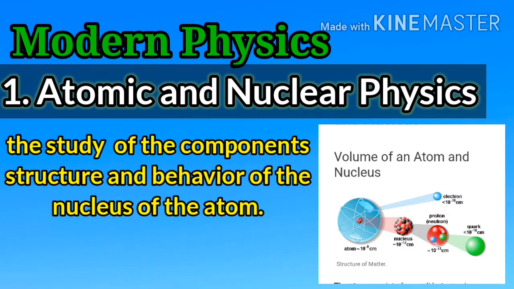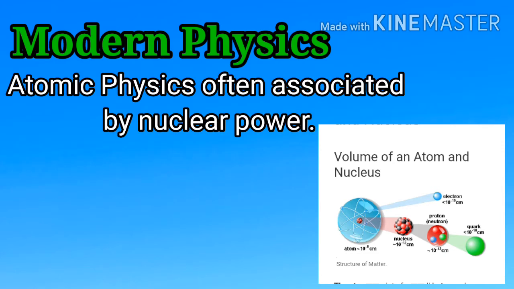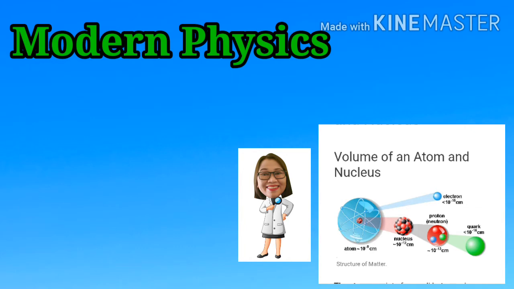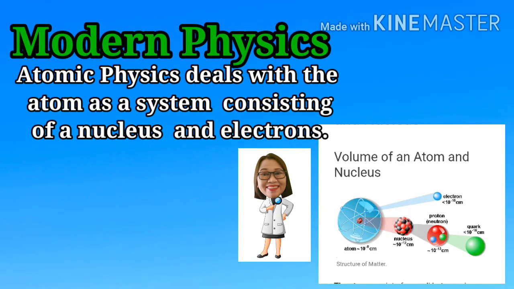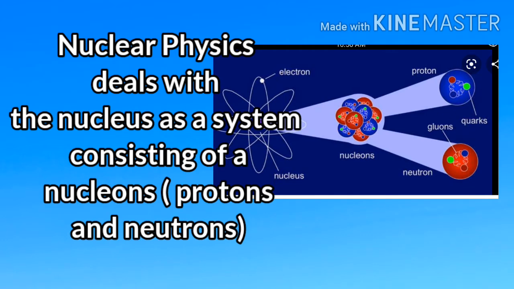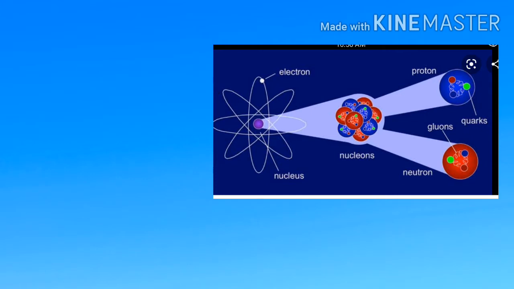Atomic and nuclear physics are not the same. The term atomic physics is often associated with nuclear power due to the synonymous use of atomic and nuclear in standard English. However, physicists distinguish between atomic and nuclear physics. Atomic physics deals with the atom as a system consisting of a nucleus and electrons. Nuclear physics deals with the nucleus as a system consisting of nucleons, such as protons and neutrons. The main difference is in the scale.